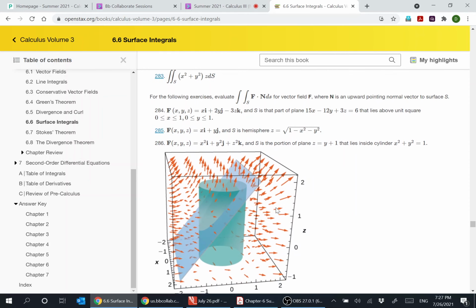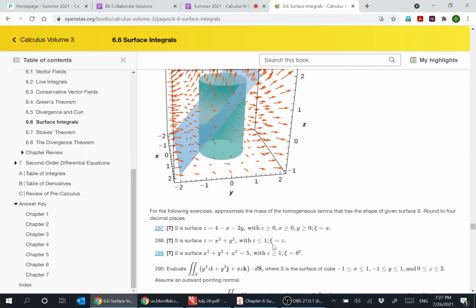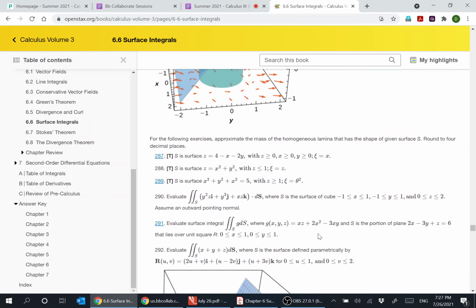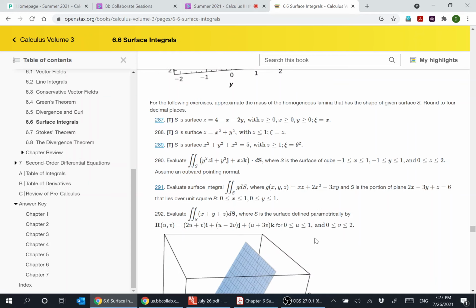285, that's a vector. 286, that's a vector. 287, 291. Here's a nice one. They wrote it in a very opaque fashion, but evaluate the surface integral.